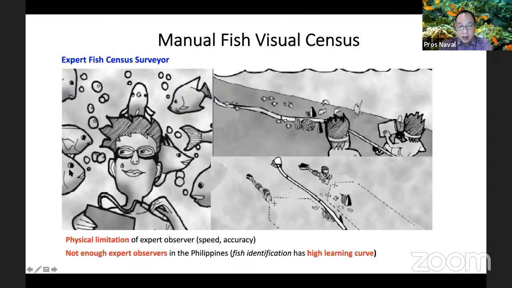So these are the challenges that a fish expert would actually encounter: having to stay underwater for a limited period of time, counting moving fishes, while of course monitoring all the instruments for safety.